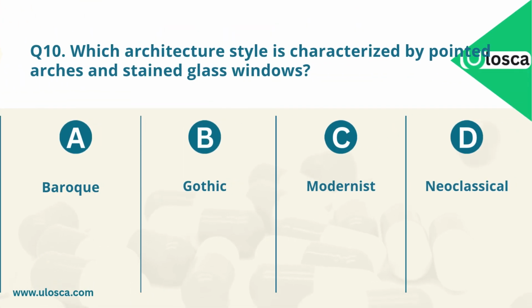Question 10. Which architecture style is characterized by pointed arches and stained glass windows? A. Baroque. B. Gothic. C. Modernist. D. Neoclassical. Which one is the correct answer?